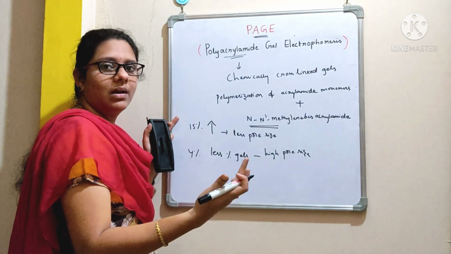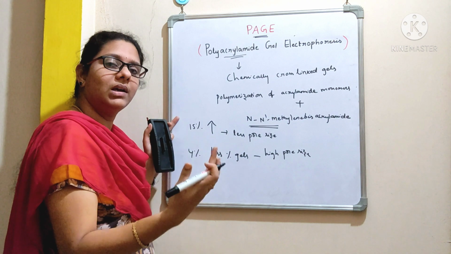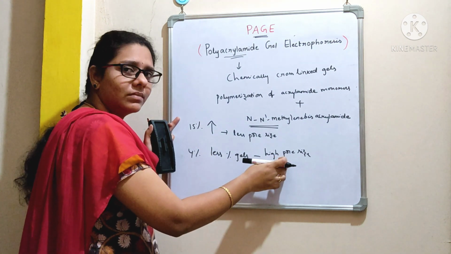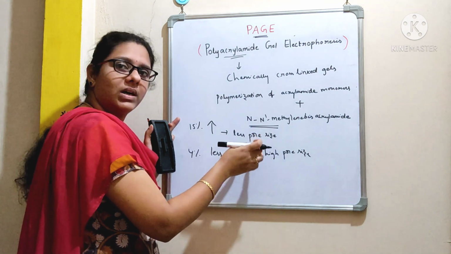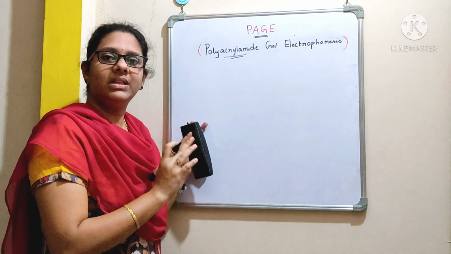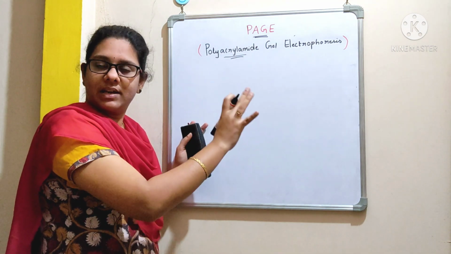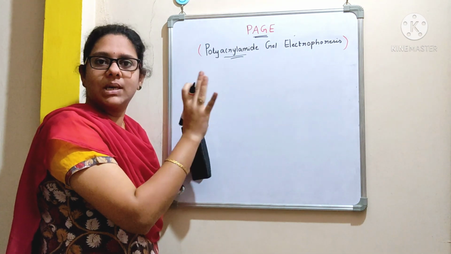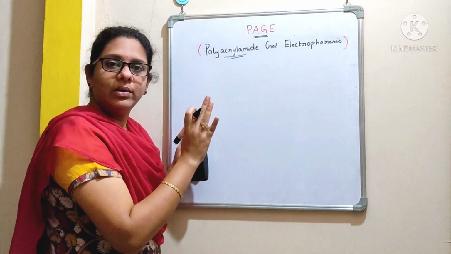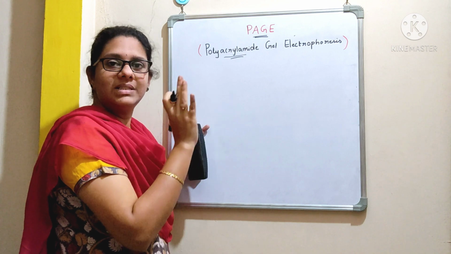You can choose based on your requirement. If you are working with a high molecular weight protein, then you go with the high pore size, or if you are working with a small protein, then you go with the smaller pore size. Hope you are clear with the SDS PAGE. It is an analytical method which is used to separate the proteins based on their size. And I already told you the role of sodium dodecyl sulfate.